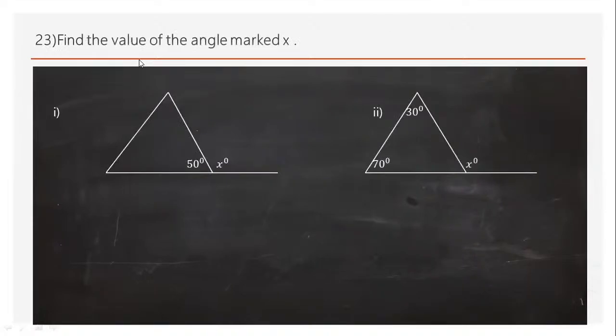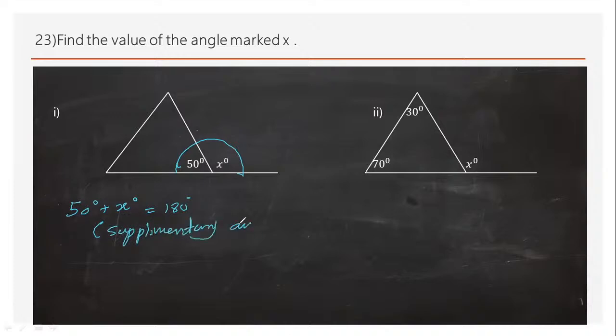Find the value of the angle marked x. This is 50 degrees. Supplementary angles: 50 plus x equals 180. The reason is supplementary angles. x equals 130.